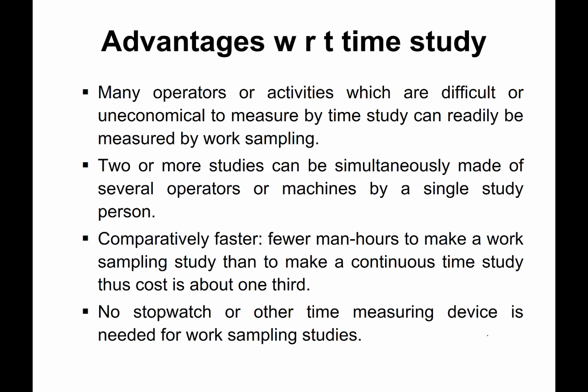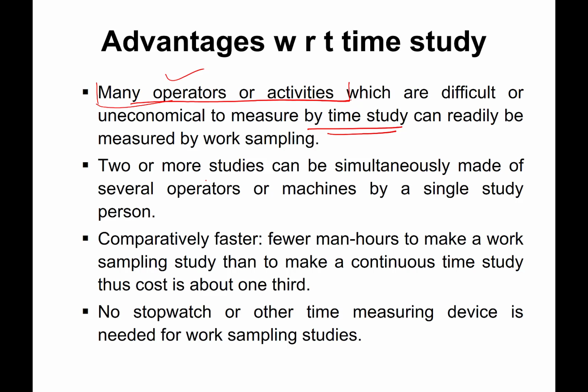Work sampling can be applied to a group of workers. That is a very good part. The number of workers and the number of machines can be studied in one go, many operators and workers, but it will not be feasible for a study of one. Uneconomical. So when a number of machines and workers are to be studied, this approach is extremely good, which is otherwise uneconomical with the time study approach.